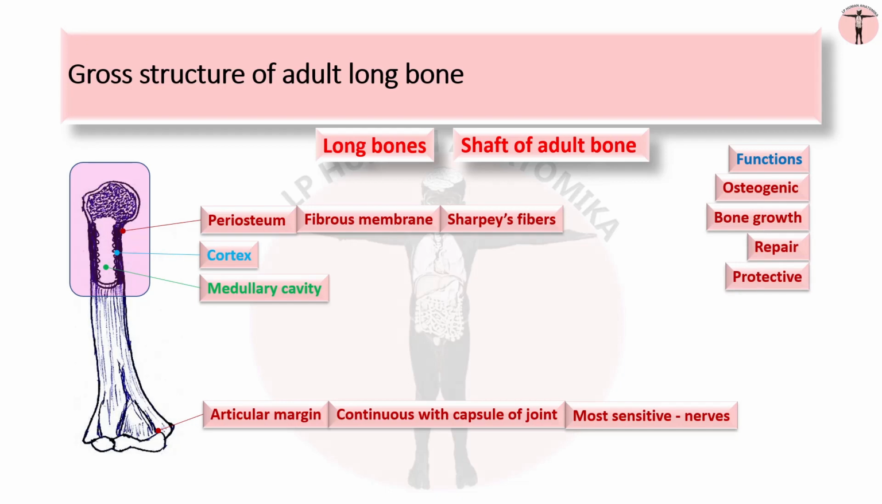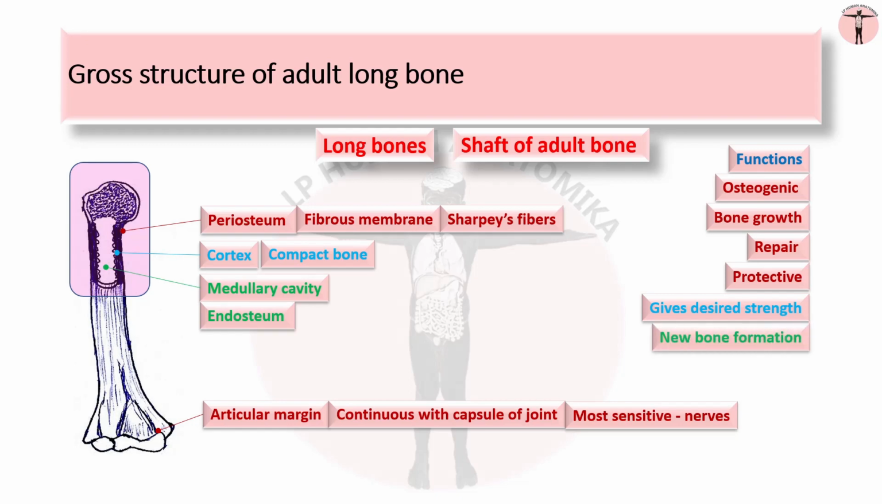Cortex is made up of compact bone which gives it the desired strength to withstand all possible mechanical strains. Medullary cavity is lined by endosteum. The osteoblasts in the endosteum contribute to new bone formation, helping in bone repair and remodeling of the bone. The medullary cavity is filled with red or yellow bone marrow.